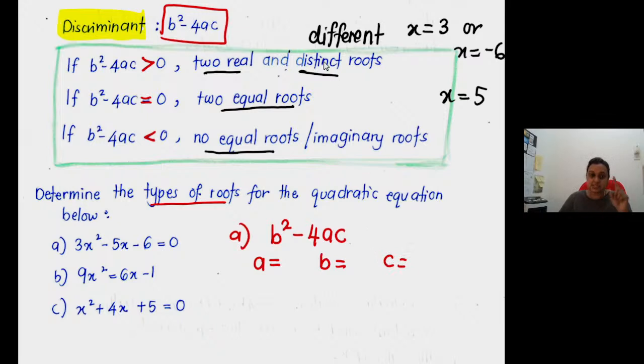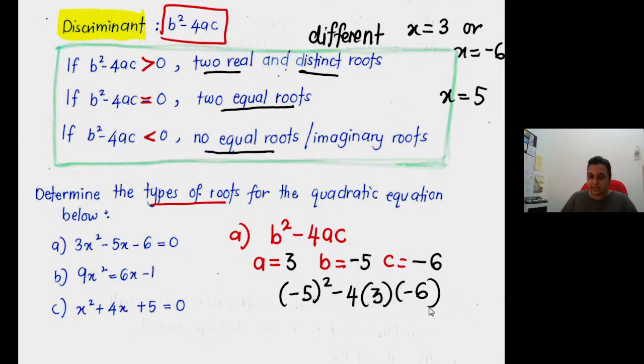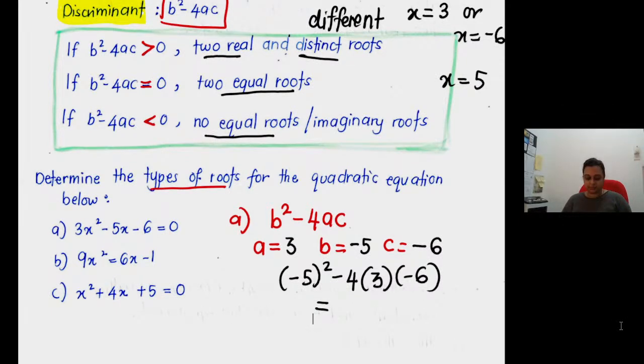You identify first. a is 3, b is -5, c is -6. Now you substitute the values into the formula. So -5 squared minus 4ac. Let's see what answer we get. I'm going to key in the calculator. Teacher is getting 97. Are you getting 97 also? Everyone will get 97. Check and see, key in together.